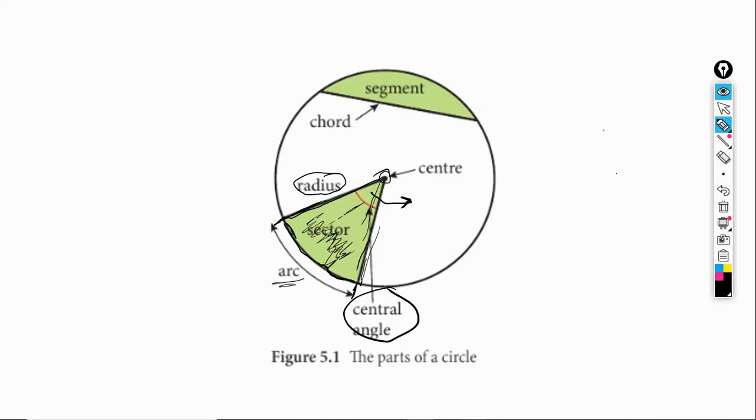Then sometimes you might have a line that does not go through the center. Any line that goes through the center is known as a diameter. But if the line crosses the full circle and doesn't go through the center, then it's known as a chord. So this is a chord here. And this area that is cut out, so to speak, is known as a segment. So these are the parts of the circle that we need to be familiar with.